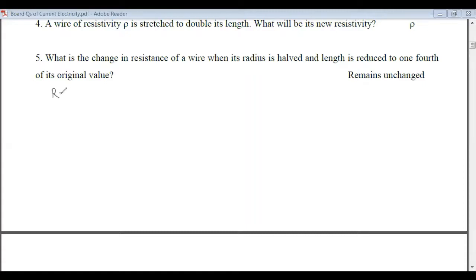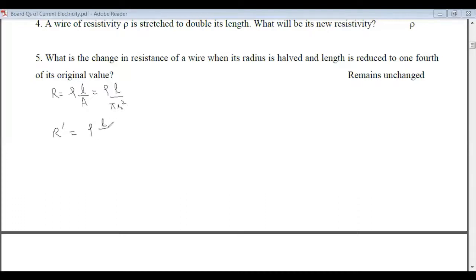We know that the resistance is given by rho L upon A. The cross-sectional area can be written as pi r square, where r is the radius of the wire. Now this is the original resistance. Let the new resistance be R dash when the radius is halved and the length is reduced to 1/4. As the material is the same, resistivity will remain the same.